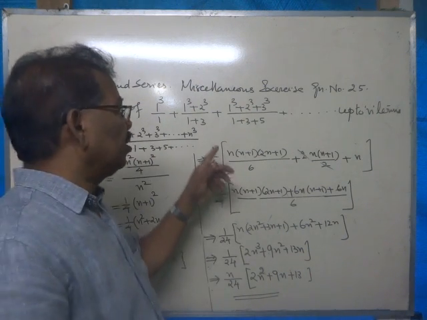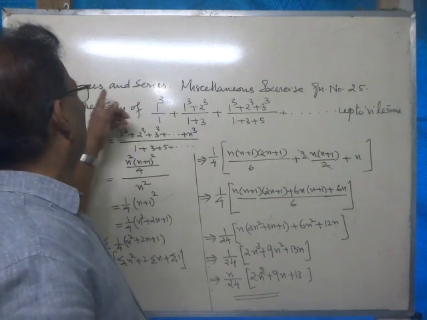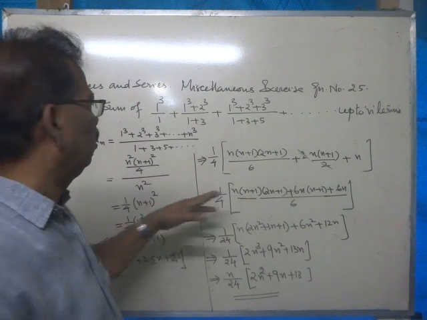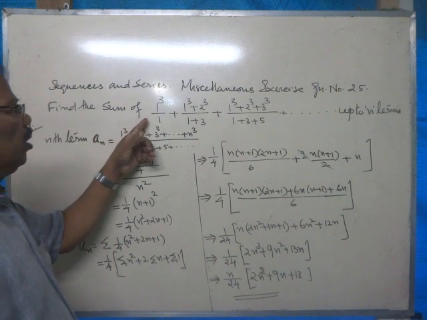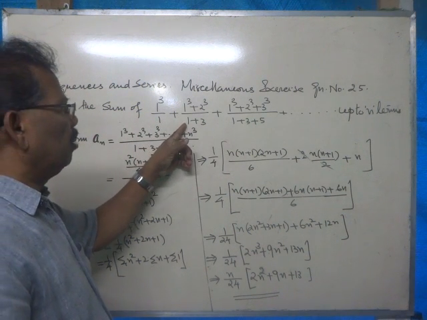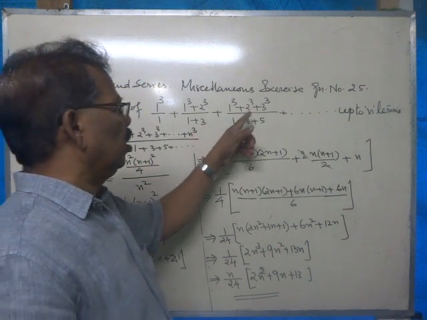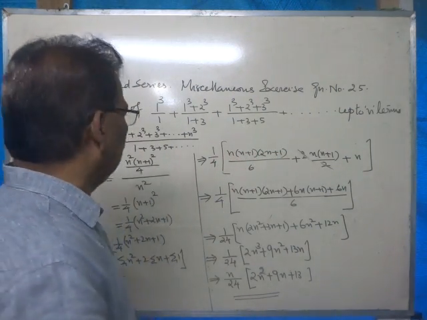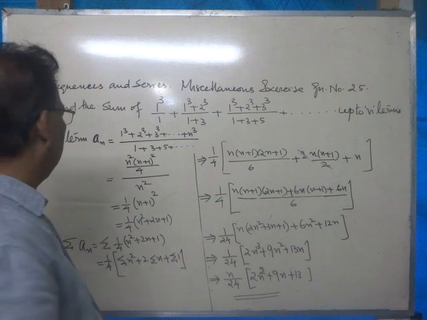Now in the miscellaneous exercise, in the chapter Sequences and Series, we have question number 25. Find the sum of 1 cube by 1, plus 1 cube plus 2 cube by 1 plus 3, plus 1 cube plus 2 cube plus 3 cube by 1 plus 3 plus 5, etc., up to n terms. Let us try to solve it.